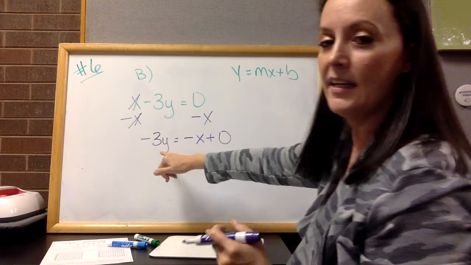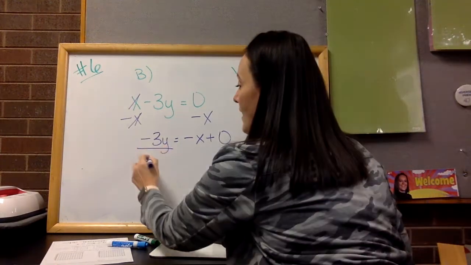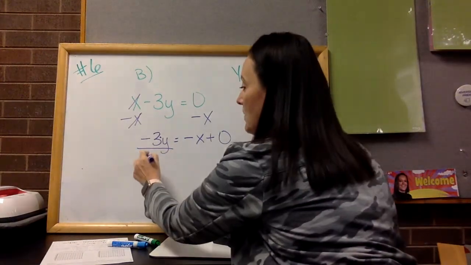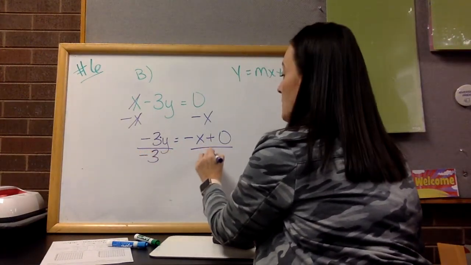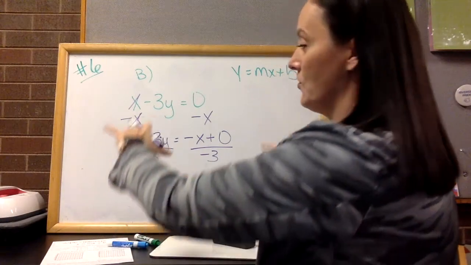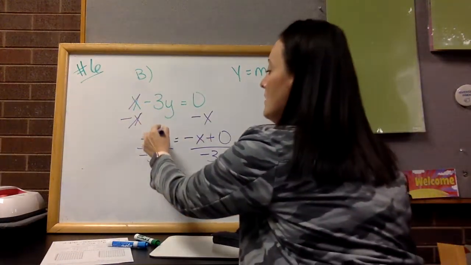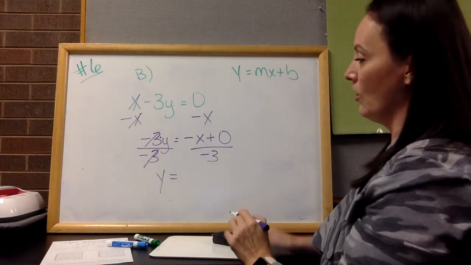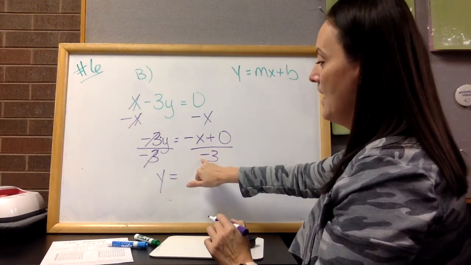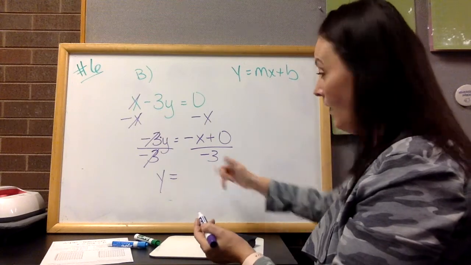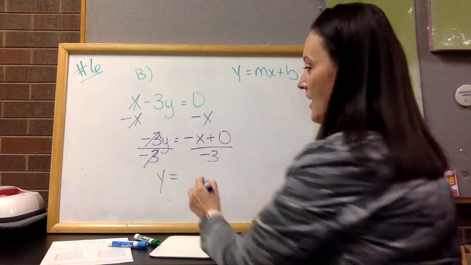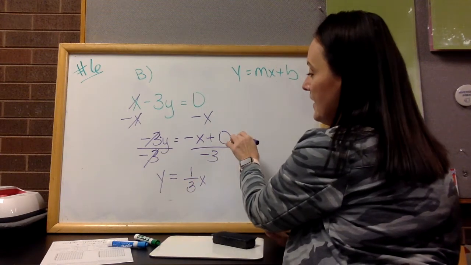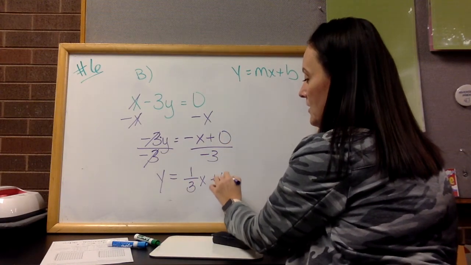I still have this -3 sitting over here. That -3 is like a times: -3 times y. To undo times, I'm going to divide both sides by -3. Remember, what you do to one side, you have to do to the other side to keep them equal. So -3 divided by -3 is going to undo. I'm going to have y equals, a negative divided by a negative is a positive. This is like a 1 sitting there, so I get a positive 1 over 3x. And then 0 divided by any number is just 0.